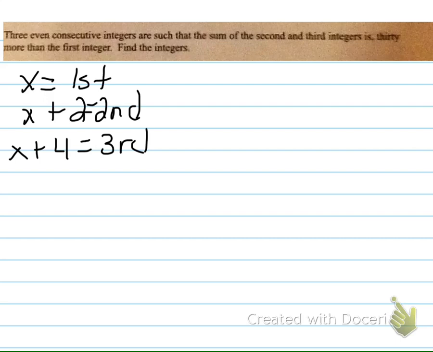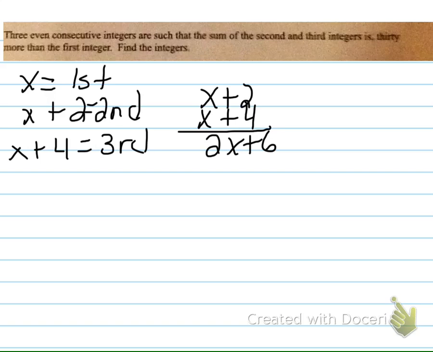So let's go ahead and find out what the sum would be of the second and third integers. And again, push pause and you do it ahead of me. I'm looking at the second and third integers, so that is x plus 2 and x plus 4. And if I find their sum, I'm getting 2x plus 6.